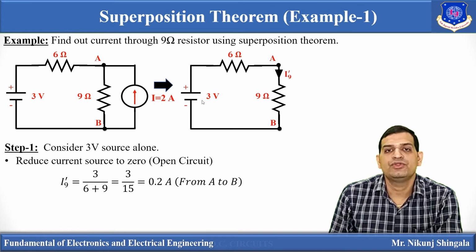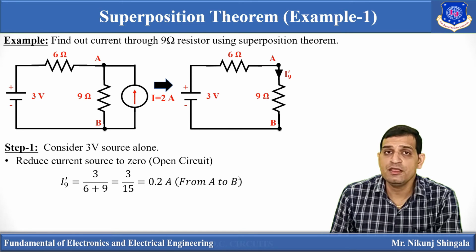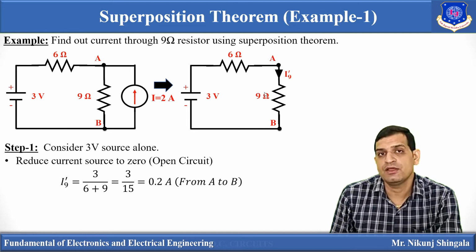So easily we can apply KVL to determine I9 dash. I9 dash is equal to 3 divided by the total resistance of the circuit, that is 6 plus 9. So 3 divided by 15, that is 0.2 ampere. Now this current is flowing from A to B. You have to remember the current direction, because it is not necessary that in each case the current will be flowing in the same direction. There are examples in which, if we consider the second source, the direction of current will be reversed. So here in the first case, when we are considering the 3-volt battery, the current is flowing from terminal A to B, and that current is 0.2 ampere, due to the 3-volt battery.